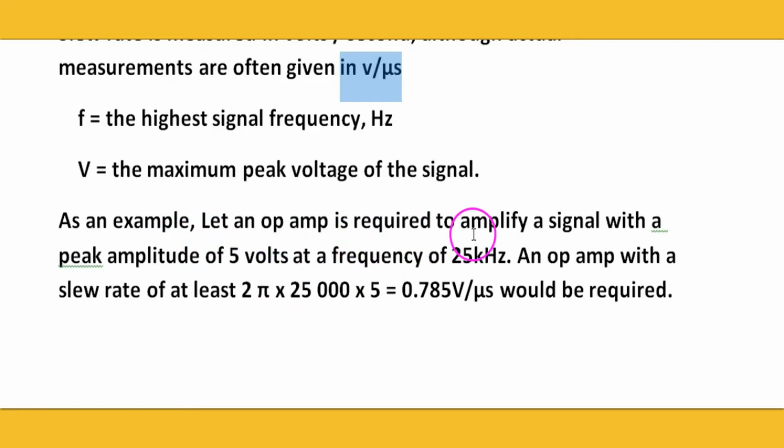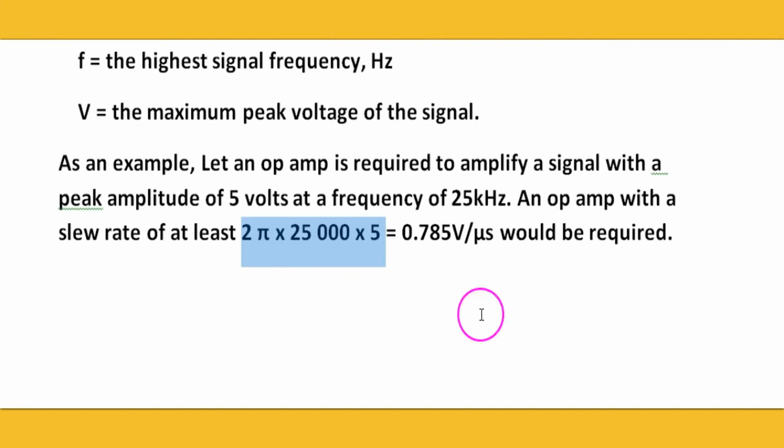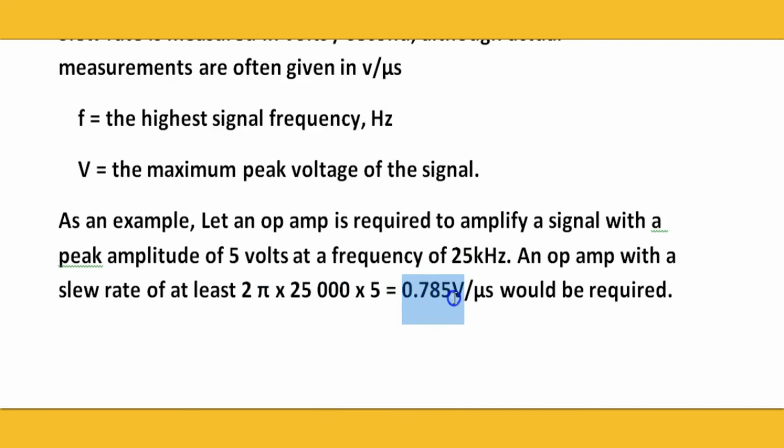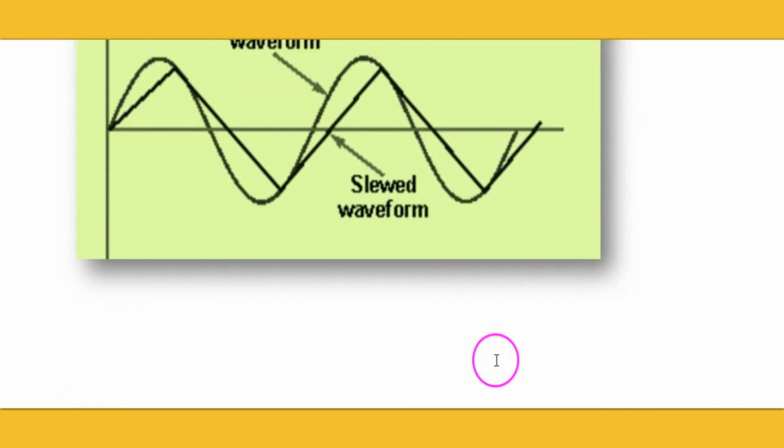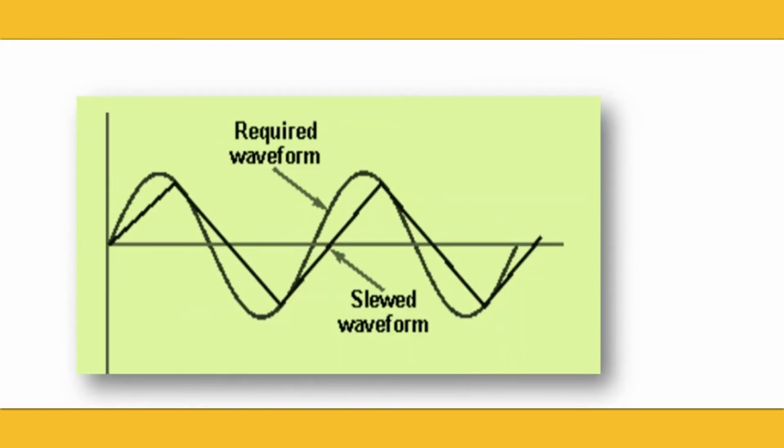For example, the op amp is required to amplify a signal whose peak amplitude is 5 volts and frequency is 25 kilohertz. This is the maximum frequency which is applied to the op amp. Then the slew rate should be 0.785 volt per microsecond. This is the required slew rate. If the slew rate is less than this value, then the signal will be distorted. Then there will be distortion. This is the meaning of the slew rate.